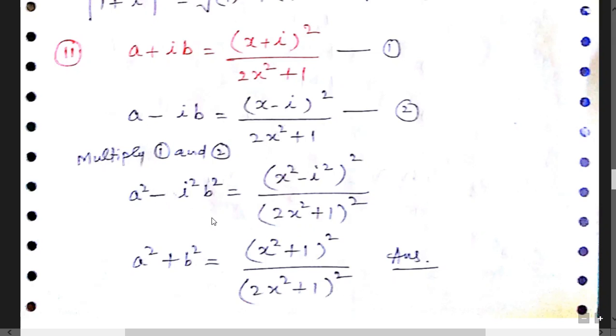This type of question we have already done. A plus iota b, x plus iota whole square, 2x square plus 1. Simply change iota into minus iota, then multiply the terms, you will get the answer. A square plus b square, x square plus 1 whole square, 2x square plus 1 whole square.